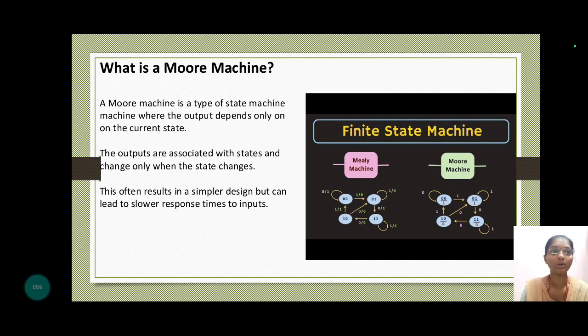What is a Moore machine? A Moore machine is a type of state machine where the output depends only on the current state. The outputs are associated with states and change only when the state changes. This often results in a simpler design but can lead to slower response times to input.